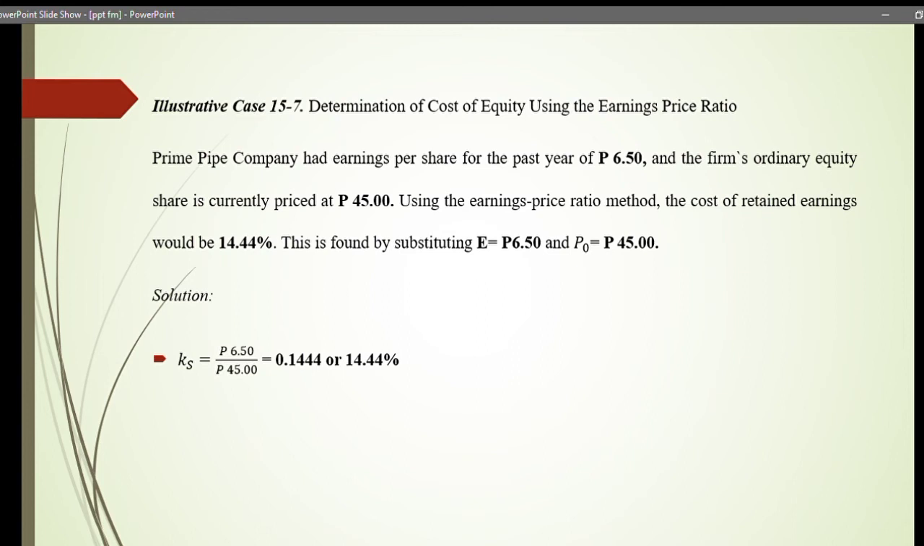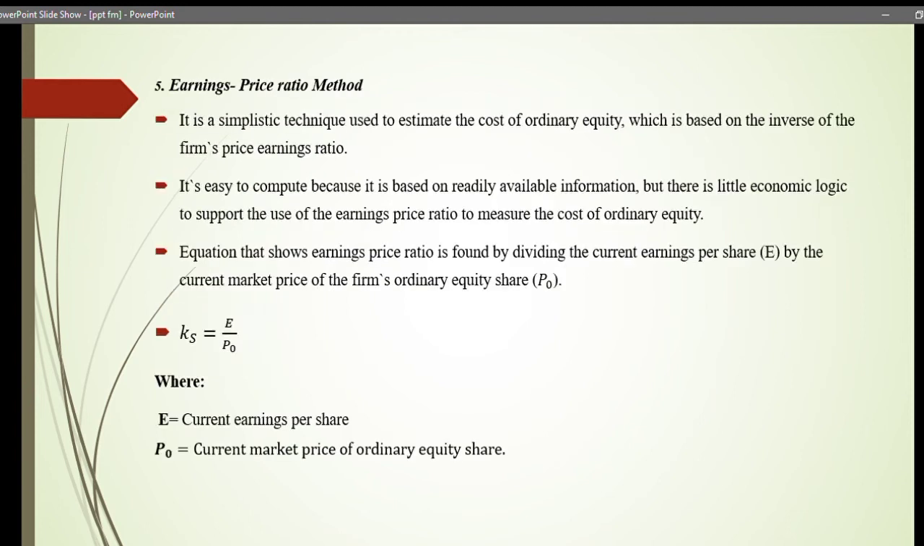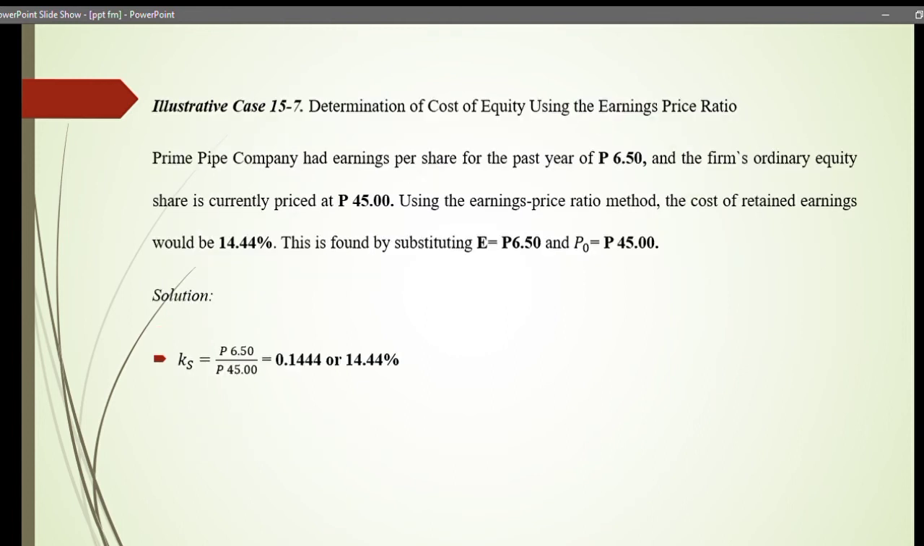Prime Pipe Company had earnings per share for the past year of 6.50 pesos, and the firm's ordinary equity share is currently priced at 45 pesos. Using the earnings price ratio method, the cost of retained earnings would be 14.44%. This is found by substituting the current per share earnings and the current market price of the ordinary equity share, which are 6.50 and 45 pesos. So, 6.50 divided by 45 pesos, the result is 0.1444.